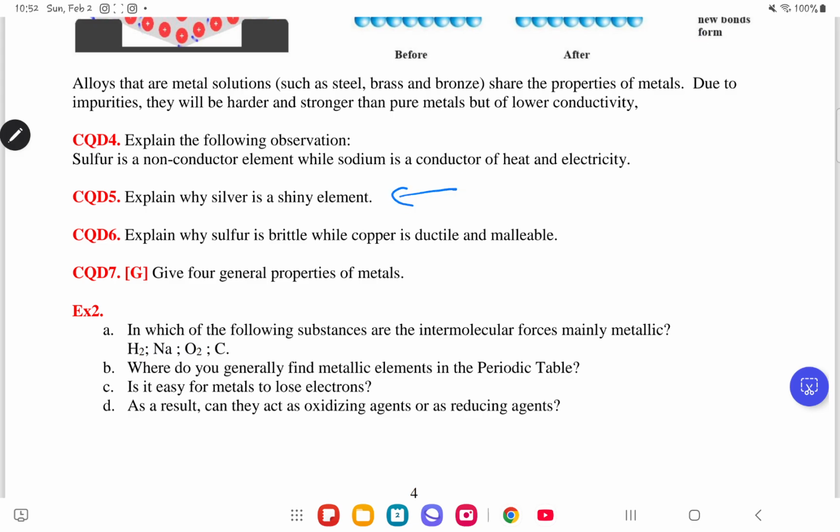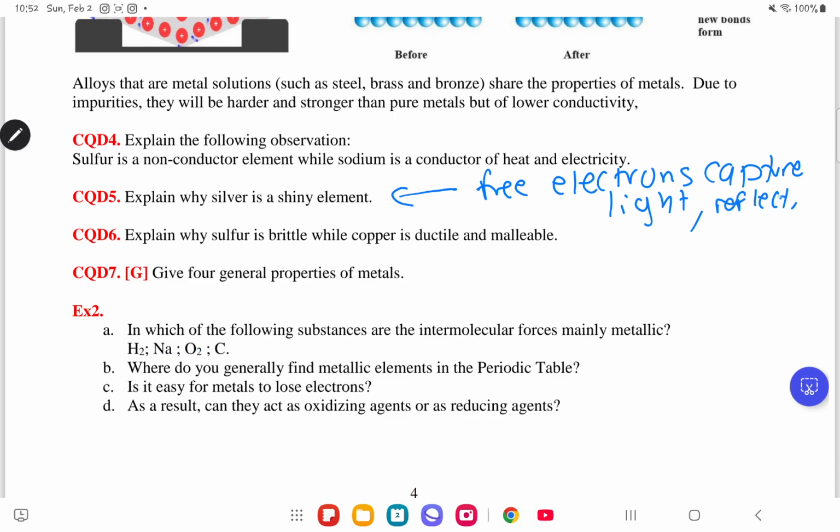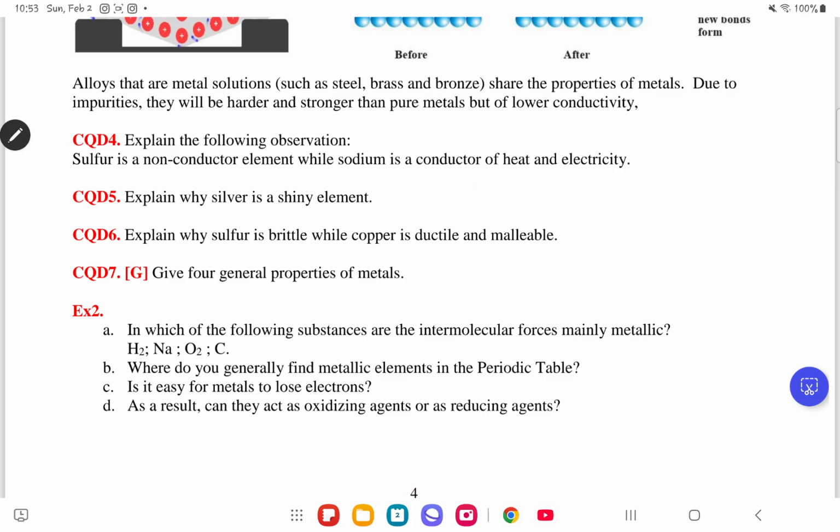Very simply, it is a shiny element because the free electrons, or the sea of electrons, capture light. Because they capture the light, they reflect it or re-emit it, and this causes what? A shine. So silver is a shiny element because the free electrons capture the light, they reflect the light, and this is what causes the shine.